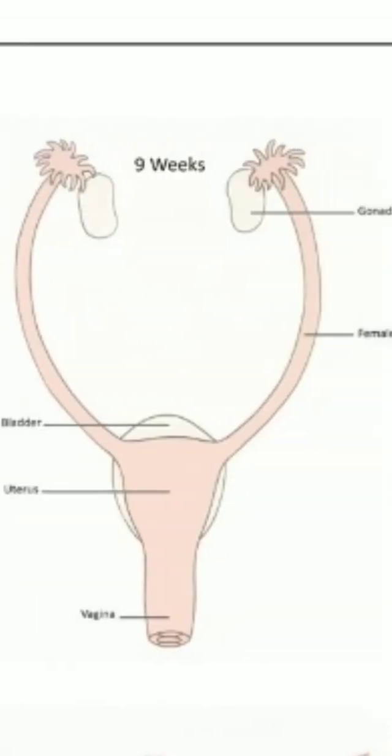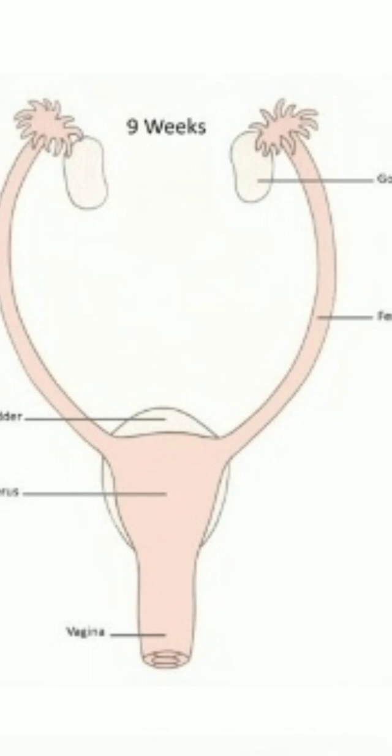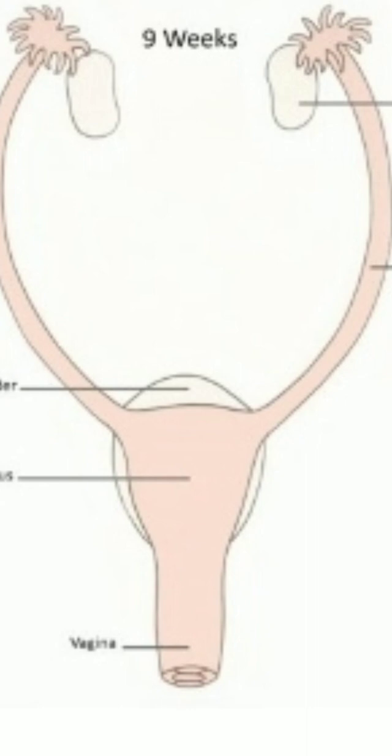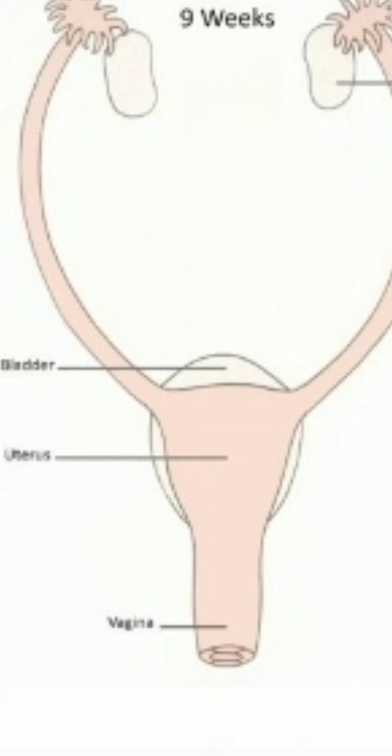The upper vertical portion of the paramesonephric duct becomes the fallopian tube, whereas the lower vertical portion unites with the opposite lower vertical portion of the Mullerian duct to form the uterovaginal canal. When the uterovaginal canal is formed, obviously the upper part of the uterovaginal canal will give rise to the uterus, and the lower part will give rise to the vagina. Whereas the fundus of the uterus is formed by the middle horizontal portion of the paramesonephric or Mullerian duct.